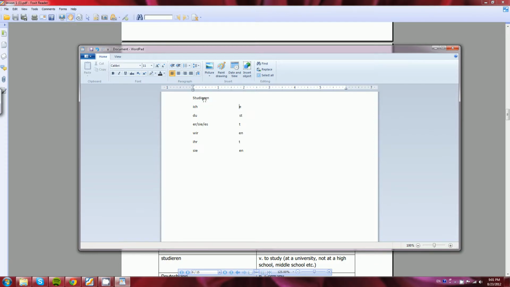It's very easy. Find the root of the verb. What is the root of this verb? Just find the en. Whatever is before it is the root. So then, if this is the root, we'll bold it. Add that root to these endings and you have the conjugation.